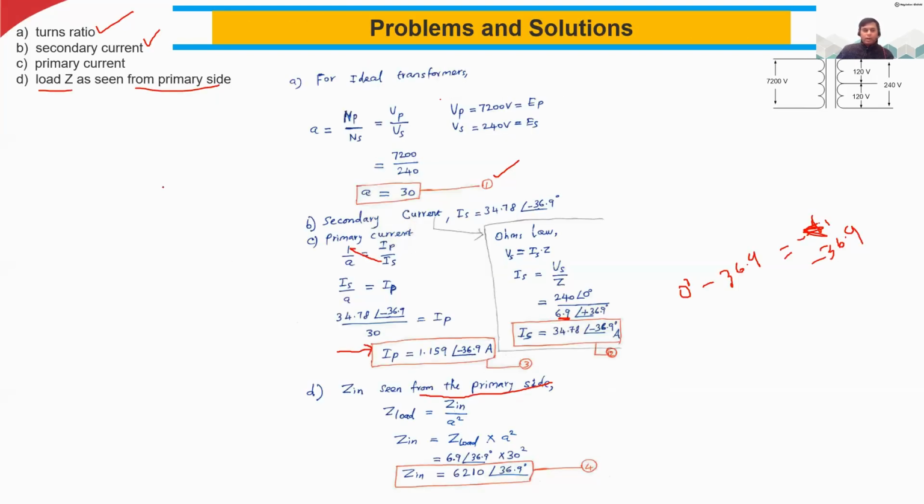Now the question was, we have to find the Z in. So Z in is equal to Z load times A square. Z load we know already, 6.9 at the angle, times 30 square. So you will get the input impedance seen from the primary side. So this is the fourth parameter. That's all about this problem. They asked only for 4, and we found all 4 parameters, A, B, C, D.